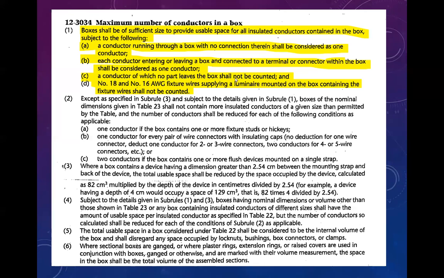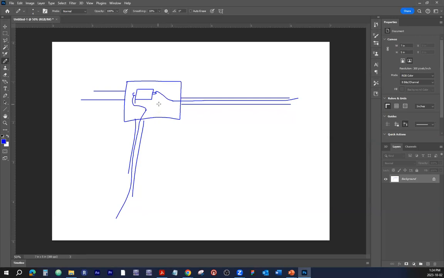Right. So there are two statements here. A conductor of which no part leaves the box shall not be counted. So what we have here, let's say there's another device here, and there's a terminal, and there's another terminal. There's a wire connecting these two terminals, so no end leaves the box. That means we are not counting this as a wire. We're ignoring the count of that. So between this situation and that situation, it balances out, right?